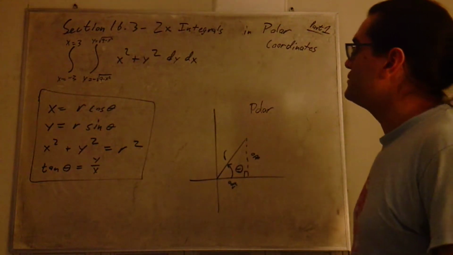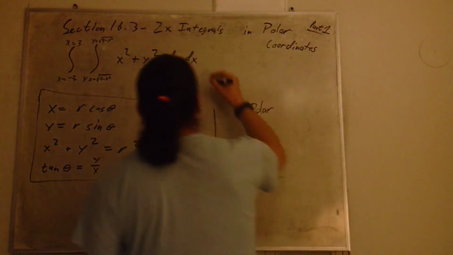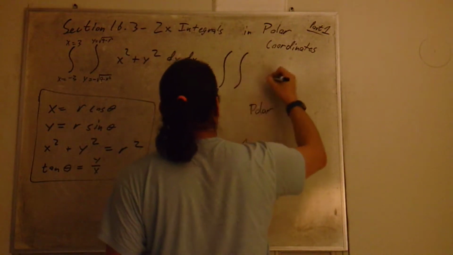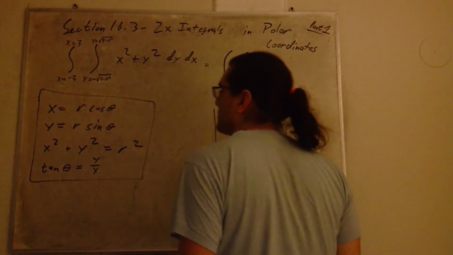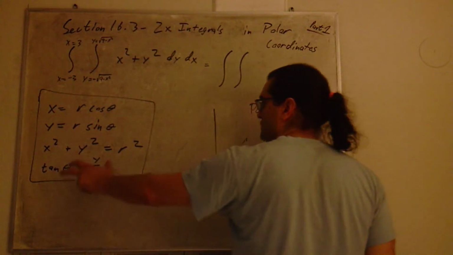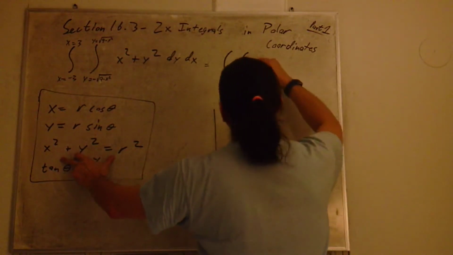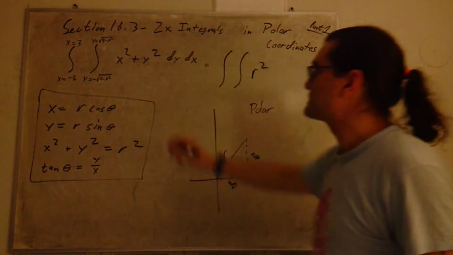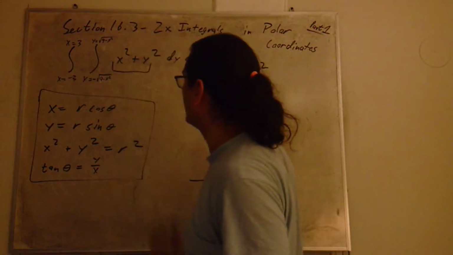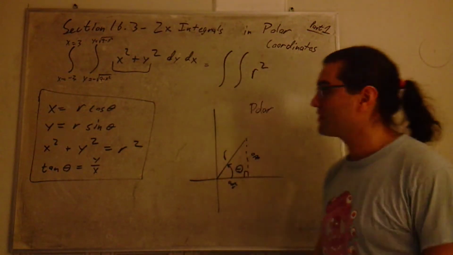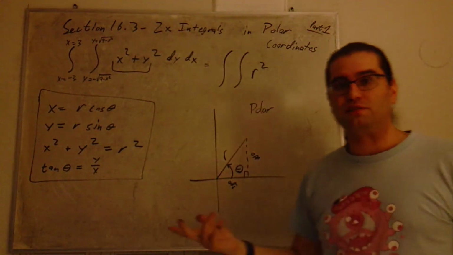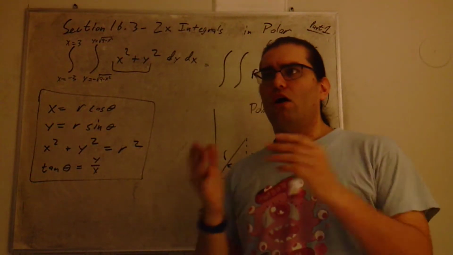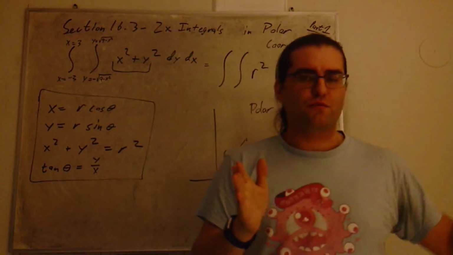We can transform this into a polar function pretty effortlessly. X squared plus y squared is just r squared. That's the function. This function we're integrating, z equals x squared plus y squared. In polar coordinates, that's just z equals r squared. Which makes sense, because r is your distance away from the origin.